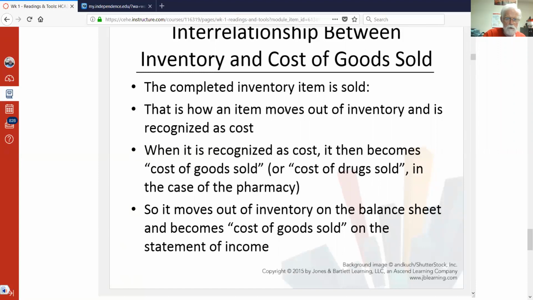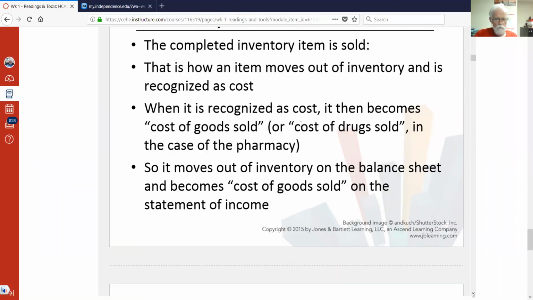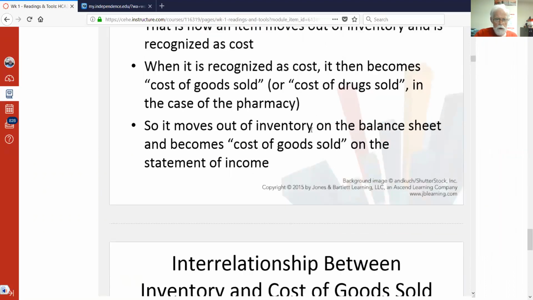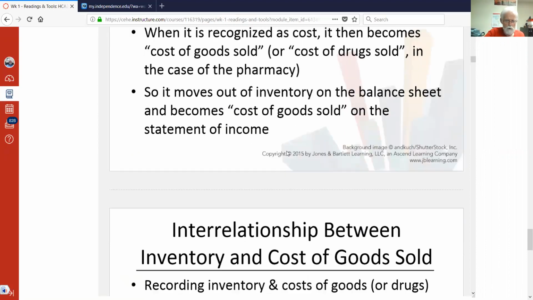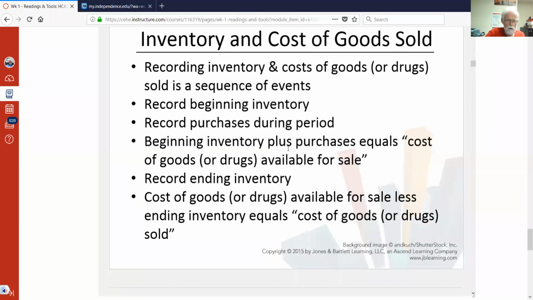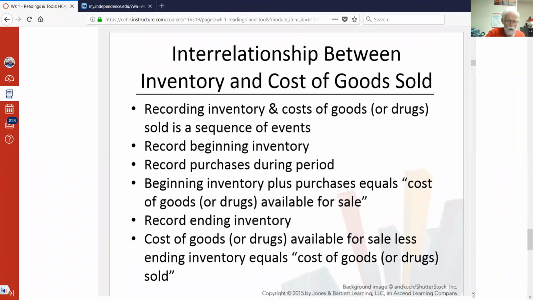The completed inventory item is sold. So we recognize then that's how an item moves out of inventory and is recognized as a cost. We balance the cost of goods sold against our inflow of cash. So it moves out of the inventory and becomes cost of goods sold on the statement of our accounts.